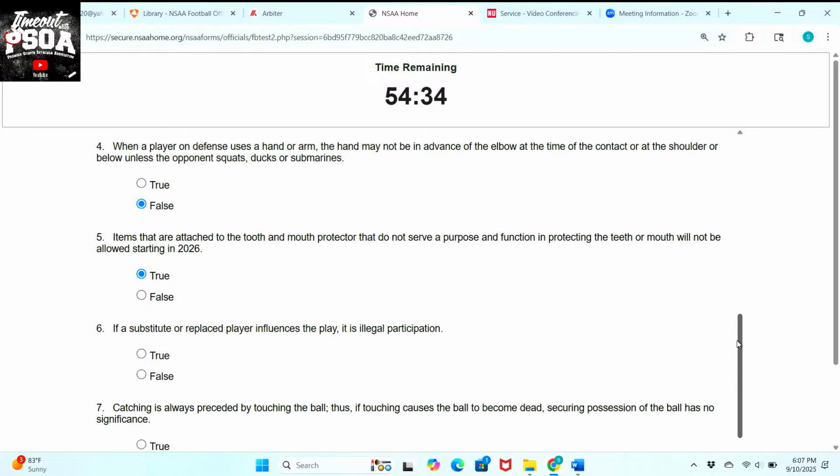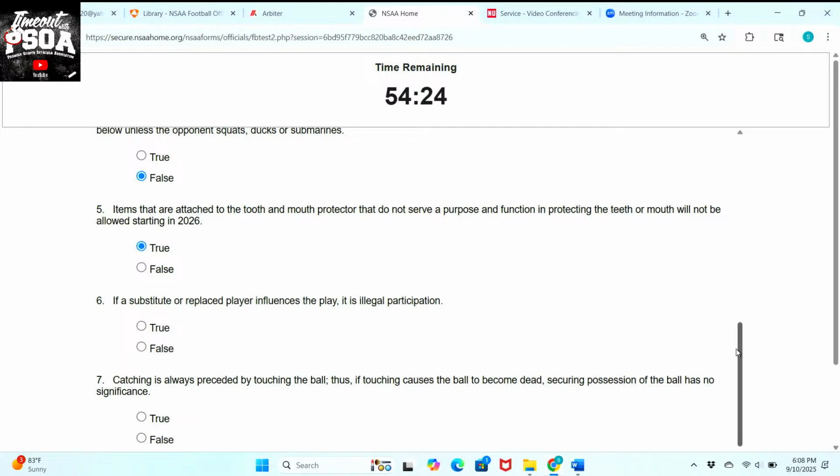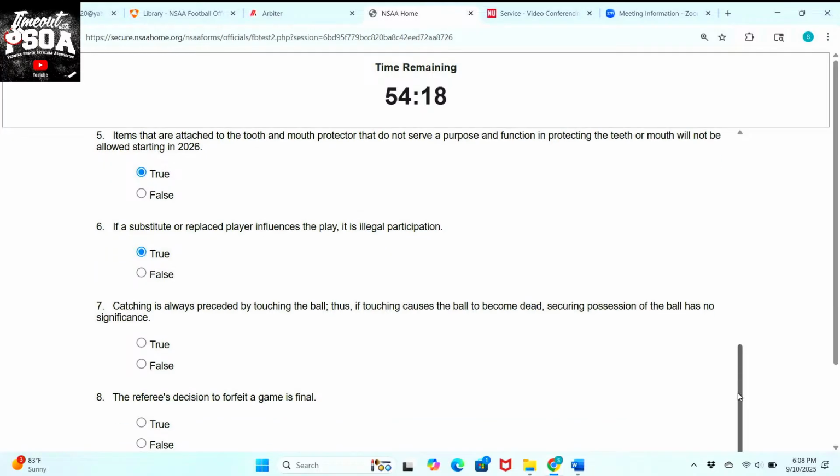All right, Derek, go for it. If a substitute or replaced player influences the play, is it illegal participation? I say true. All right, and you would be correct. If they do not influence the play, we'll go illegal substitution. If they do influence the play, illegal participation. All right, Mr. Moore.